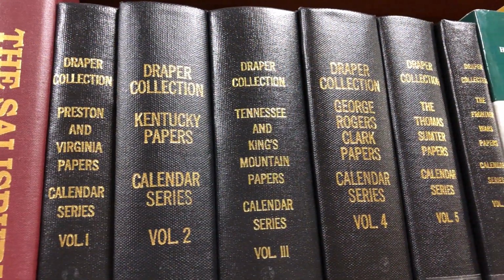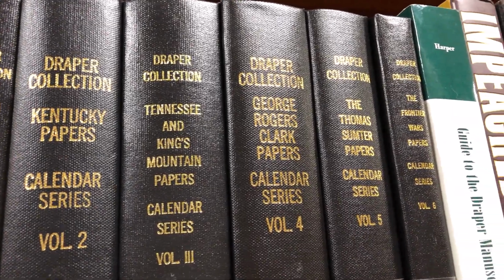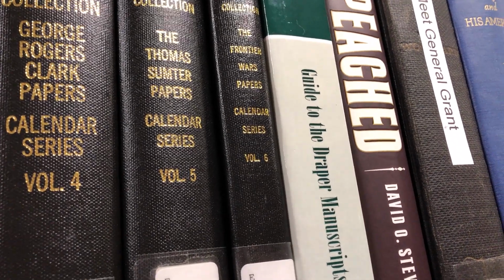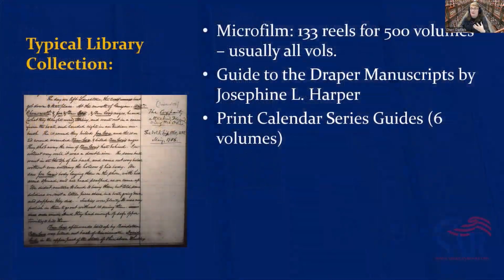The Print Calendar Series guides are 6 volumes. These are literally just 6 of the series that were arbitrarily taken out. I know there's the Kentucky papers, and there's the George Rogers Clark papers. I believe Frontier Wars is one of the volumes, so it's a random 6. So the Print Calendar Series guide is 6 volumes.